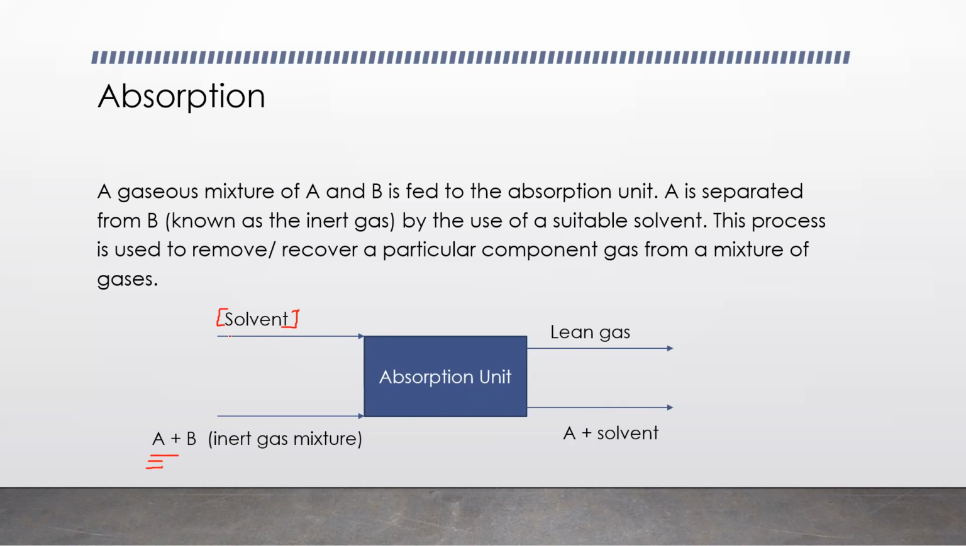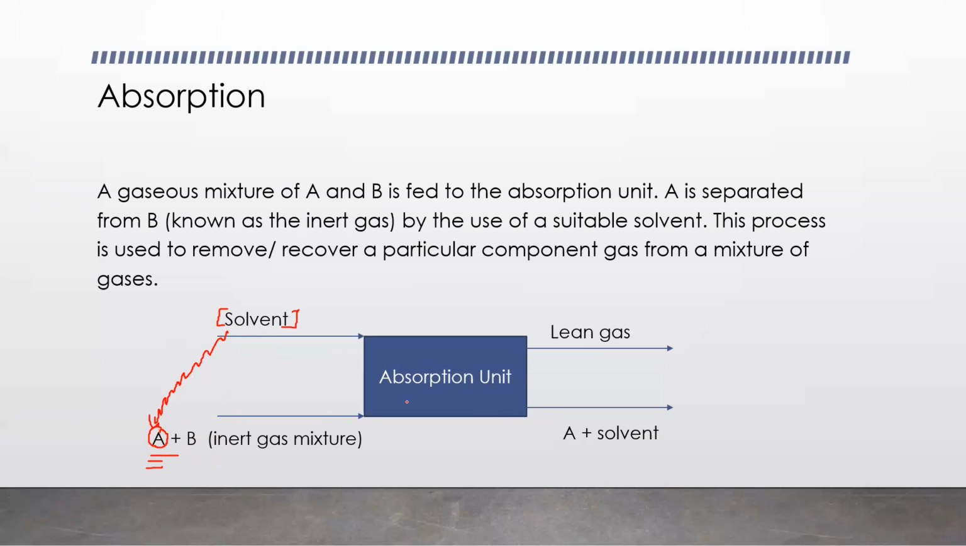So the solvent is selected such that it has affinity. Affinity means it has liking towards one particular component among these two. So let's say it has liking towards A. So it will try to take A away from the mixture. So what basically happens is when this gaseous mixture and the solvent come in contact, the solvent takes A away from this mixture, and this A gets dissolved in the solvent. And B is generally taken such that it is either not at all soluble in this solvent, or a very small fraction of B gets dissolved in the solvent. Rest of it is not there.